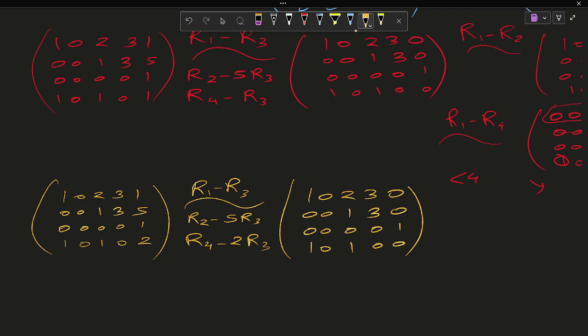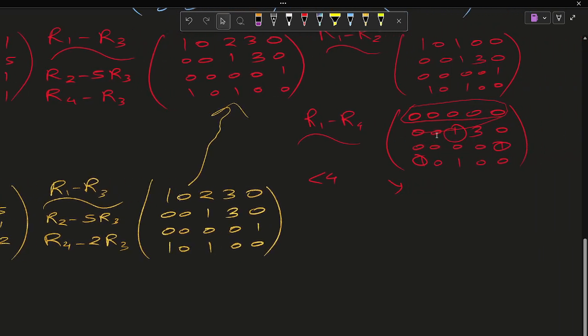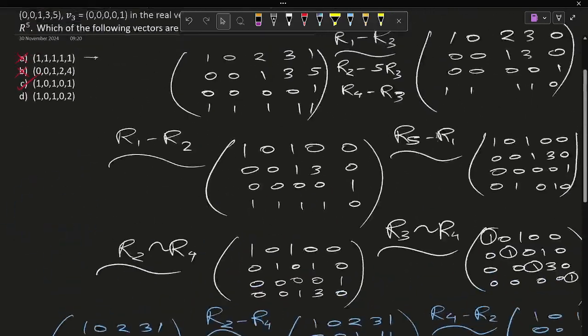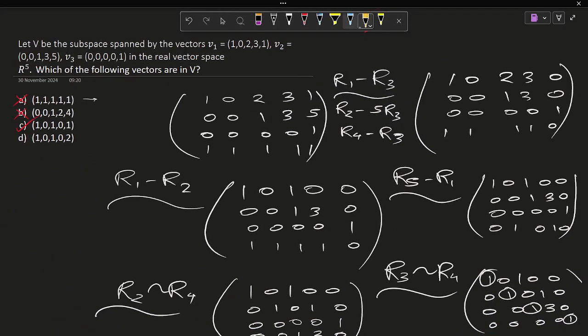Then we can easily see that these and these are the same matrices. So the phenomenon will be the same. So now our D will also be the correct answer of this question. So C and D are the correct answers of this question.